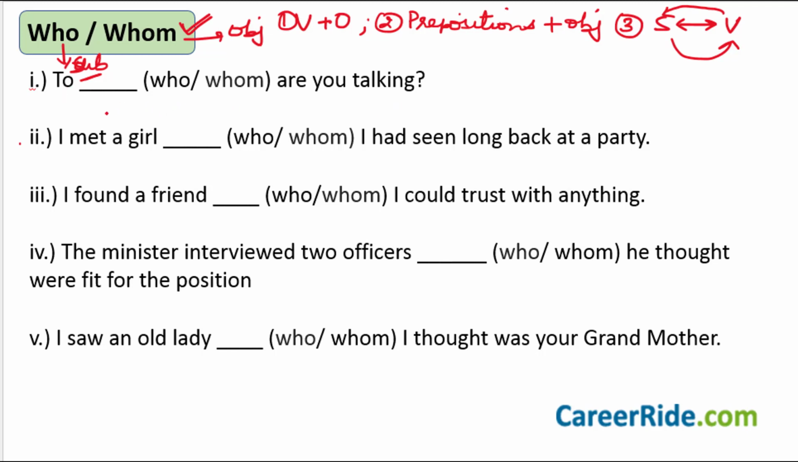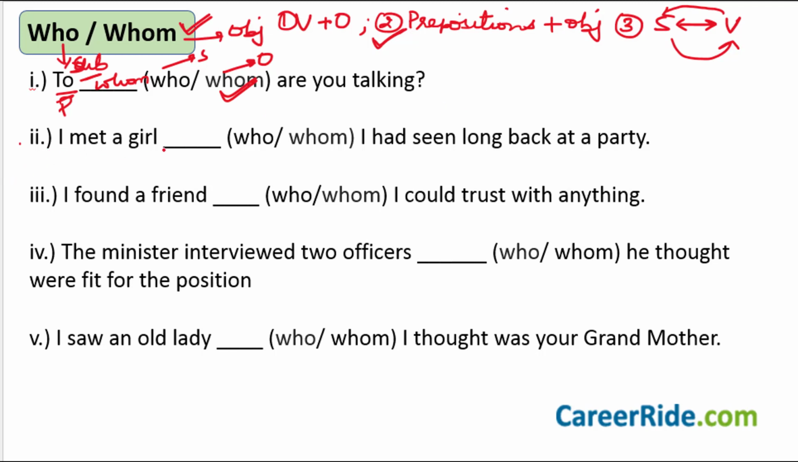The first one: to dash are you talking? There's a blank here, try to answer it for yourself. To whom are you talking or to who are you talking? What would you say? Now see, to is a preposition. So what should come here? We require an object, right? We saw in the second point just now. Which of these is an object? Who is a subject. Whom is an object. So it should be whom. To whom are you talking is what you should say.